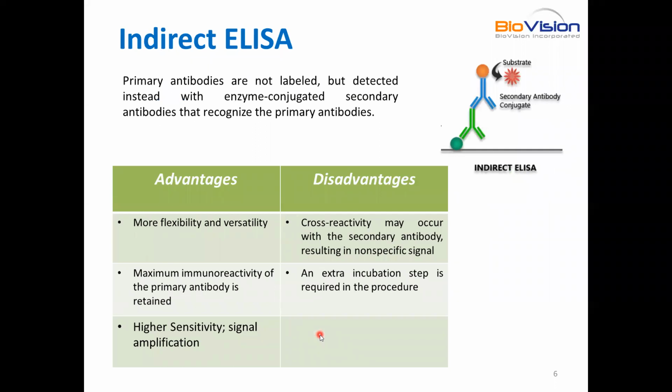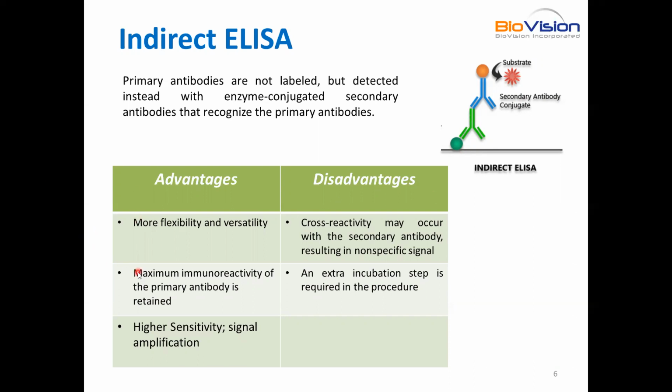So the second type of ELISA format is indirect ELISA. The indirect ELISA is based on the following principle. In this, the antigen is immobilized on the surface. The primary antibody is not labeled, but it is detected using an enzyme conjugated secondary antibody that recognizes the primary antibody. So two different antibodies are involved, a primary antibody and a secondary antibody that can detect the primary antibody.